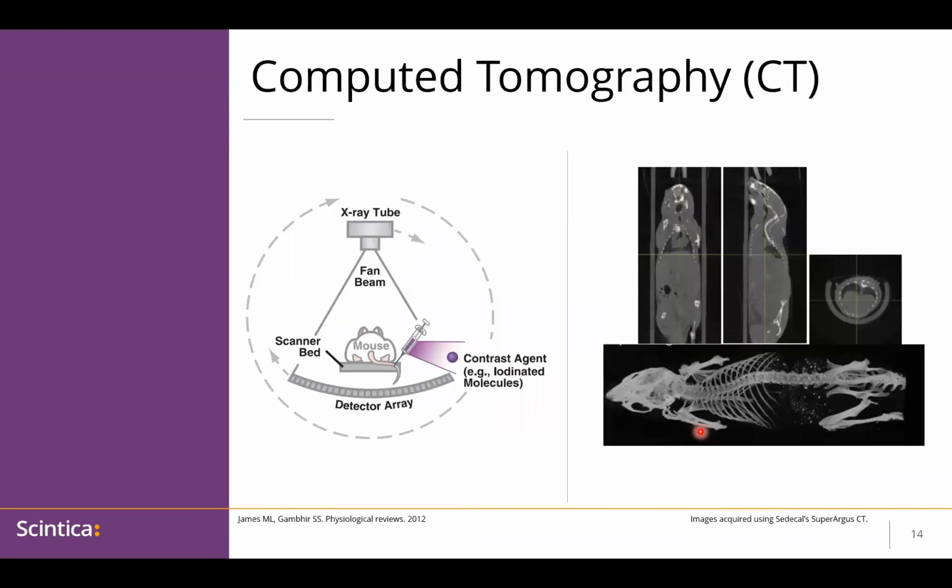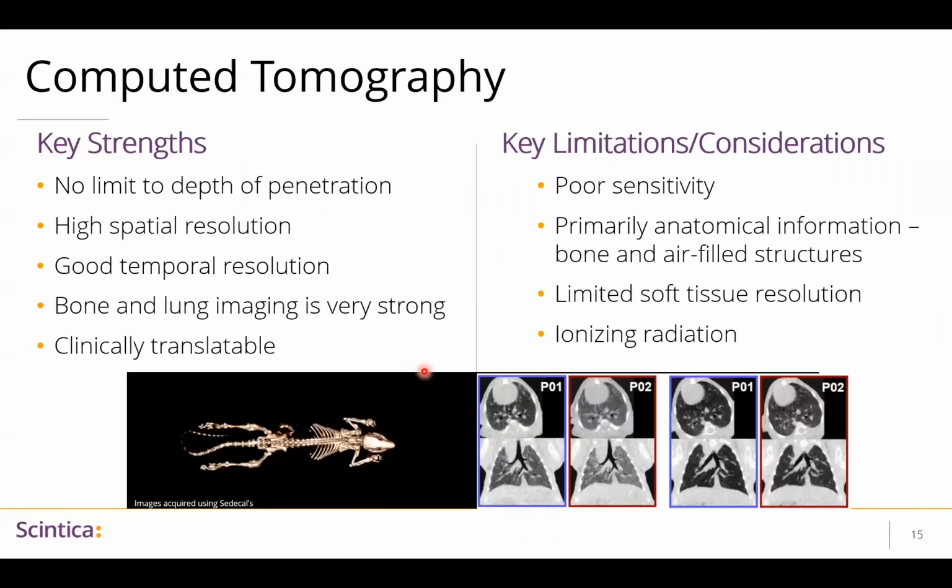Moving now to CT. So in CT, we use an X-ray source and we move the detectors around the animal. And this allows us to acquire a full 3D image of the animal. Images can be taken without contrast agent, but there's also CT contrast agents that can be injected to help enhance specific targets of interest as well.